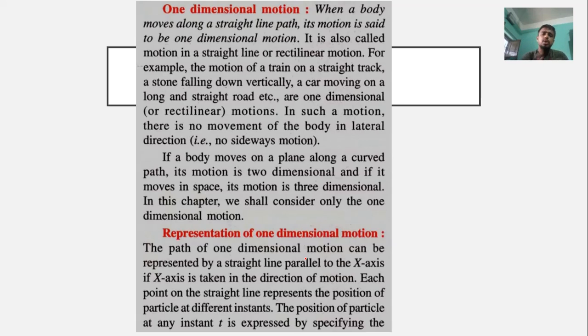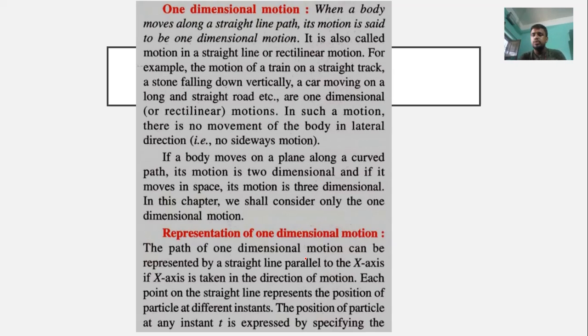Okay, it is also considered as a motion in a straight line or a rectilinear motion. Rectilinear means in one direction you are traveling. For example, the motion of a train on a straight track, a stone falling vertically, a car moving on a long and straight road, etc., are one-dimensional motions. Okay, in such a motion, there is no movement of the particle in a lateral direction.